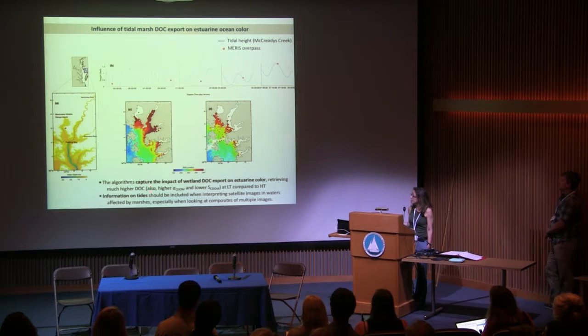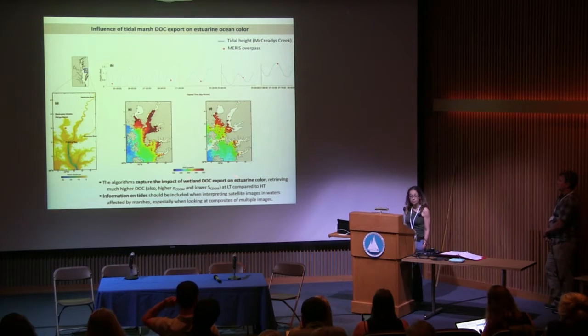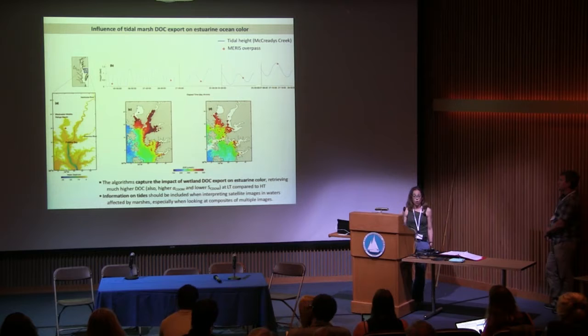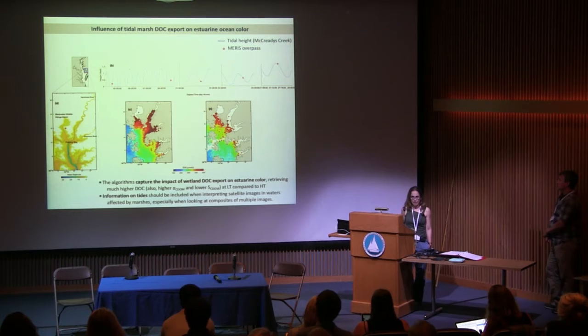So 2 points I wanted to make here. First of all, that these algorithms, when you use satellite imagery that has the spectral information and the spatial resolution, can capture the impact of wetlands on DOC dynamics in estuarine waters, with higher DOC at low tide, but also higher CDOM absorption and lower CDOM absorption spectral slope. But then we need to be very careful and include information on tides, the tidal states, when we're interpreting this satellite imagery and when we're looking at these monthly composites, as well as when we're using these individual satellite images to compare with field observations.